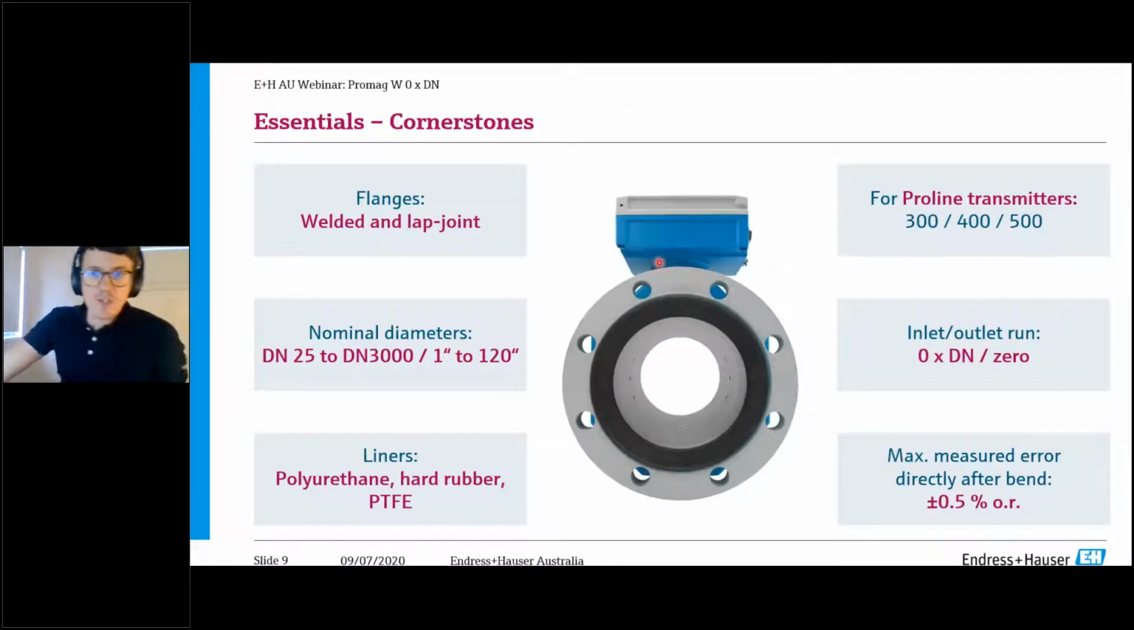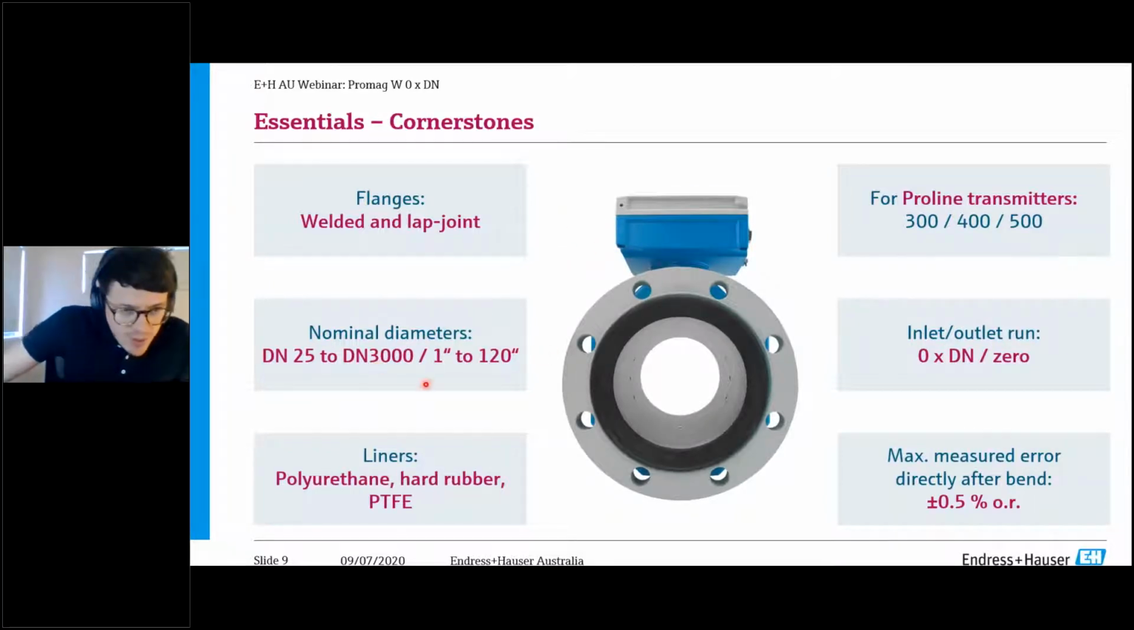So here are the cornerstones of the design, which I'll go through in a little bit more detail. Flanges, we can do welded lap joint flanges. For example, in Australia, at least in the water and wastewater market, which I manage for Endress+Hauser Australia, we can do table D flanges, table E, table F flanges, whatever you like, we can produce. And the same goes for the mining market, as well as the food and beverage market.